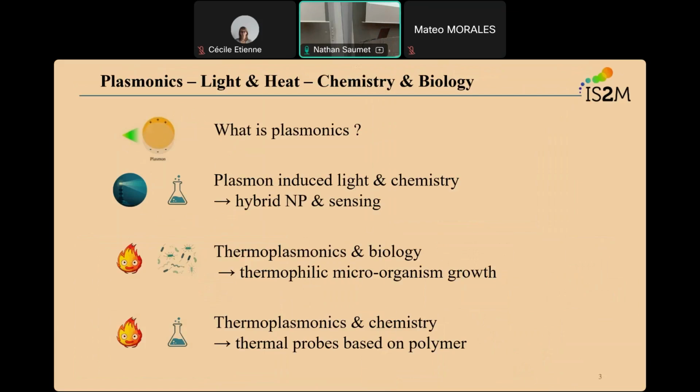So my talk will be divided in 4 parts. First, I will introduce what is plasmonics, which is the main idea of this talk. And then the talk is separated in 3 parts, to see each time an effect of plasmon associated with an application. So plasmonics associated with chemistry to create hybrid nanoparticles for sensing. Thermoplasmonics associated with biology to grow a microorganism on a microscope. And finally, my actual research topic, so associating thermoplasmonics and polymer chemistry.